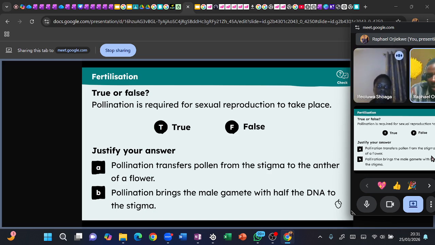Because that's what false means. When you say false, you're saying that pollination is not required for sexual reproduction to take place. That means the pollen grain will just get itself into the ovary by itself. That pollination is not necessary. When you choose false, that's exactly what it means.